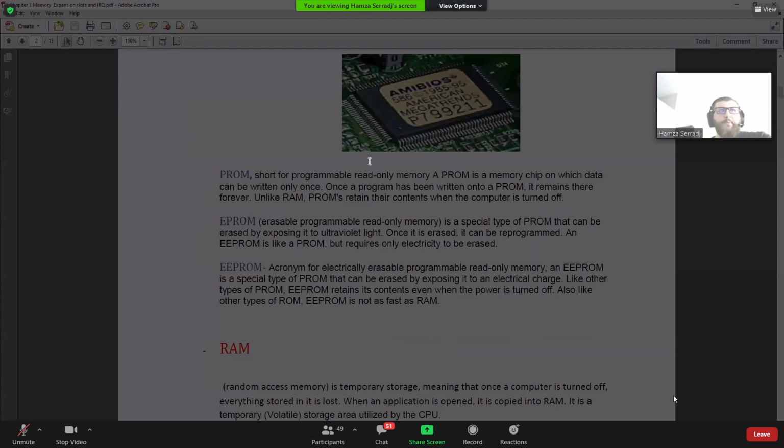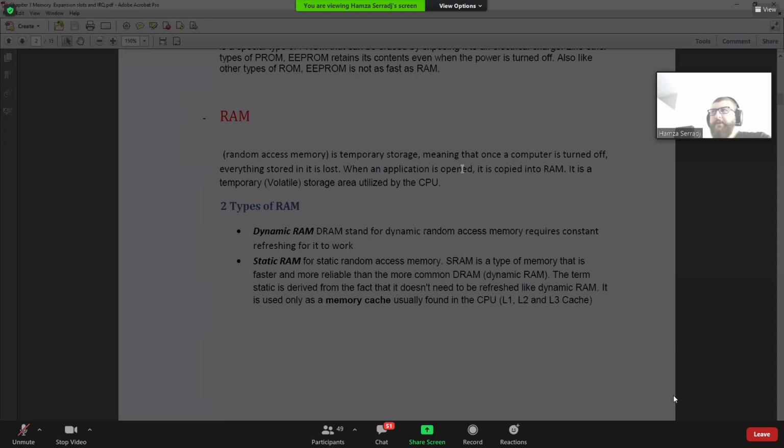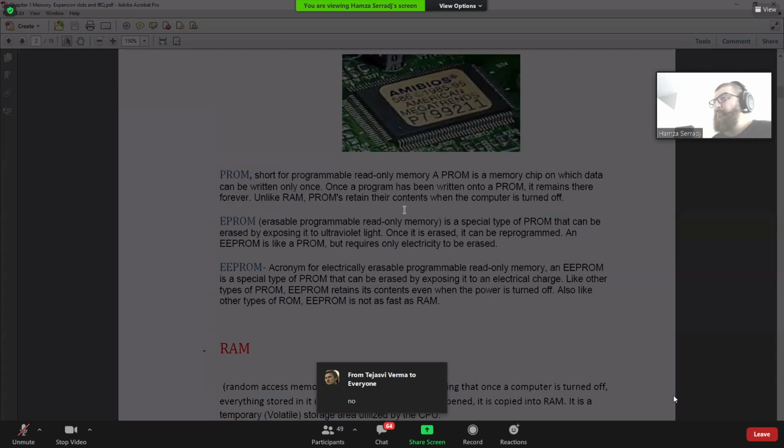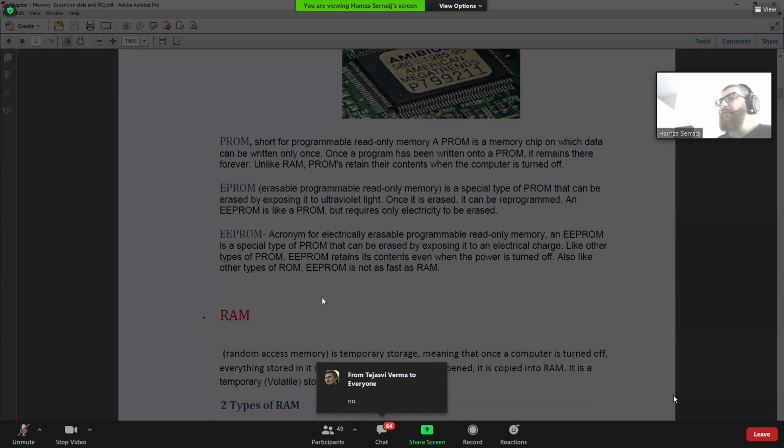So RAM, random access memory, temporary storage. Is it volatile or not? The RAM. Is it volatile? Yeah, good. And what about the BIOS now? Is the BIOS volatile or not? Non-volatile. Okay, so the BIOS is non-volatile. What about the SRAM? So here we are talking about the DRAM, right? What about the SRAM? Is the SRAM volatile or not?